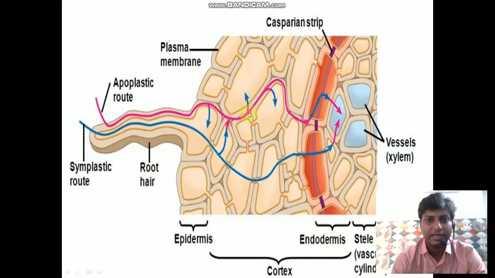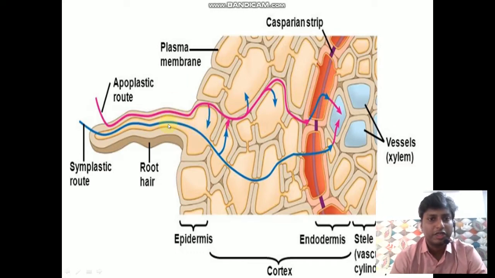So let's try and understand first of all, dear students, what is the apoplast pathway. As you can see on the screen, this is the image of a root section. This is a root hair cell, mainly a root hair, and this is the inside part of the root. You all know that inside the root there are special cells known as the cortex. When the root hairs absorb the water, how is the water actually traveling inside the root?